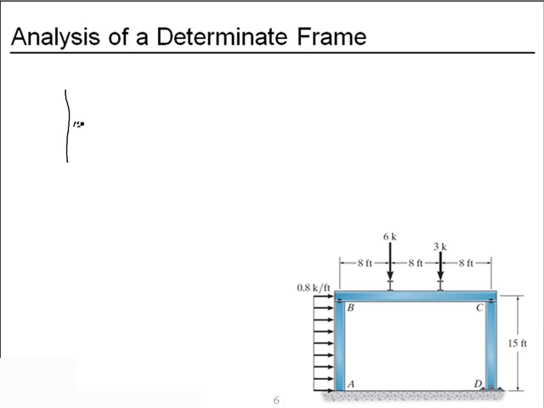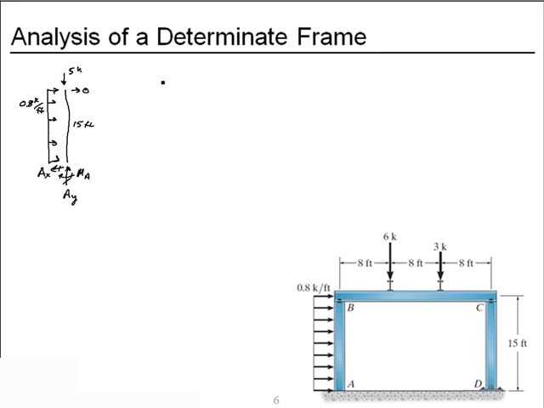It's 15 feet tall. We have a uniform distributed load on the side of 0.8 kips per linear foot. We already calculated that there is 5 kips down, no horizontal force there. It's fixed at A, so we have an AY, AX, and a moment about A.